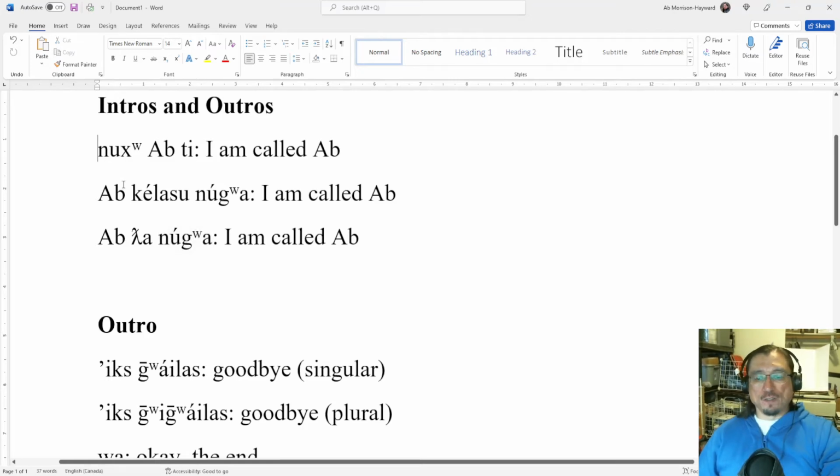So these are just three different ways of saying the same thing. So whichever one you want to use is up to you. I tend to use Nuh Abti, and that's just my personal preference. There's no right or wrong between any of these. So whichever one you're most comfortable with, that's the one you can use.